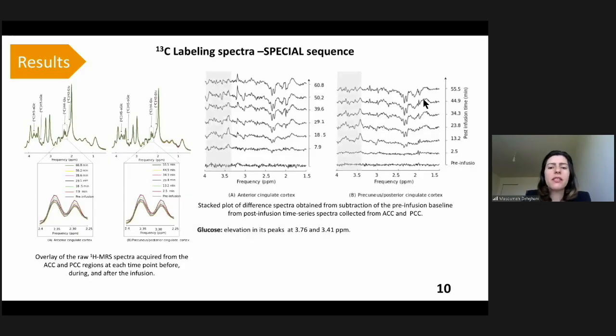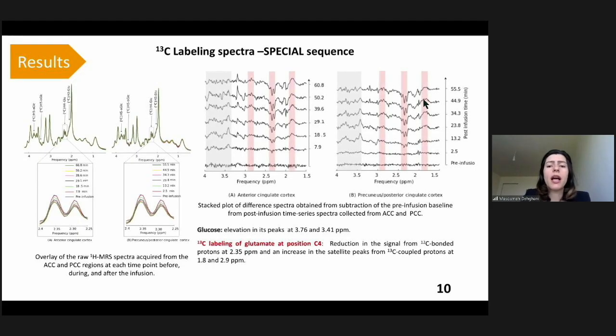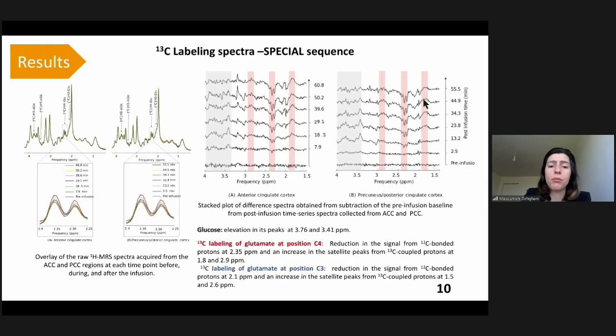We can see that there is an elevation in the glucose peaks at 3.76 ppm and 3.41 ppm, and the labeling of glutamate at position 4 is shown here by the red column. There is a reduction in the signal from C12 bonded protons at 2.35 ppm, and an increase in the satellite peaks from C13 coupled protons at 1.8 and 2.9 ppm. And here you can also see the labeling of glutamate at position C3, shown by the blue column.